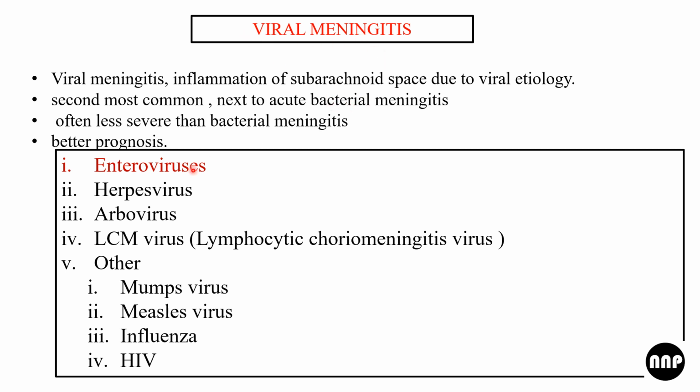The examples are enterovirus, herpes virus, arbovirus, LCM virus, which is lymphocytic choriomeningitis virus, and others like mumps virus, measles, influenza, and HIV. Enterovirus is the most common cause of viral meningitis, which accounts for more than 85% of the cases. And for arbovirus, we have examples such as West Nile virus.